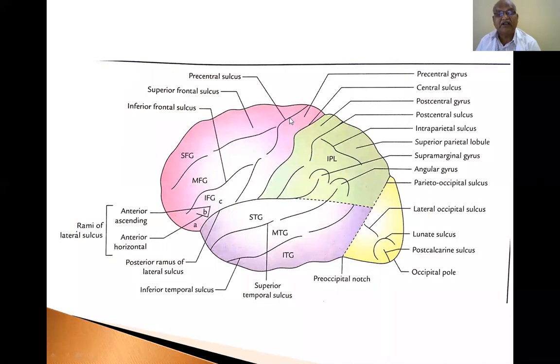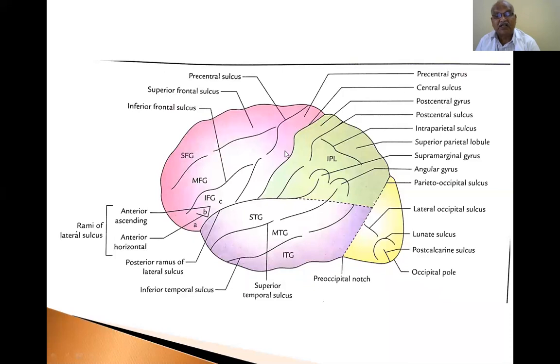Now the area present in front of the precentral sulcus is the premotor area. The area present behind the postcentral gyrus is the post-sensory area. Now this is the precentral sulcus. It is again divided by a superior frontal sulcus and middle frontal sulcus. So, middle frontal sulcus. This is one sulcus, dividing this area into superior frontal gyrus, middle frontal gyrus, and inferior frontal gyrus.